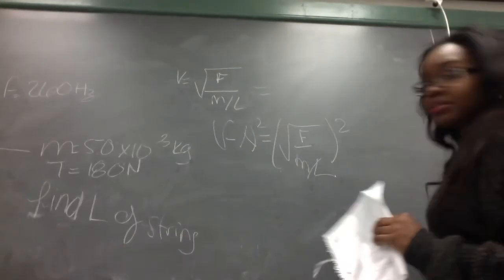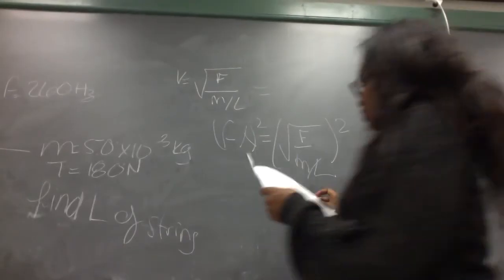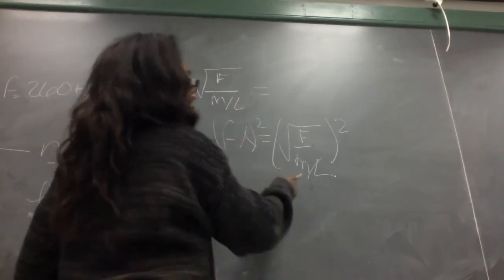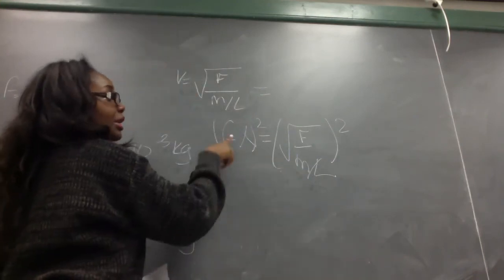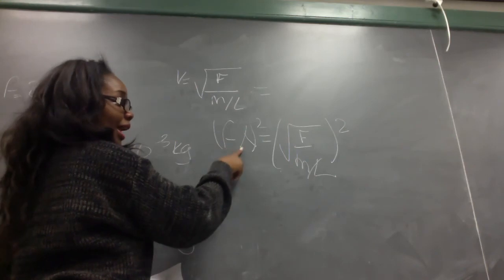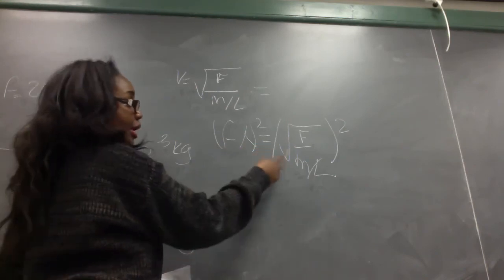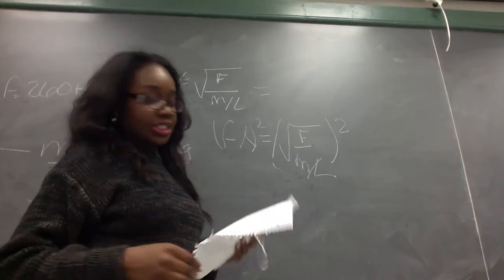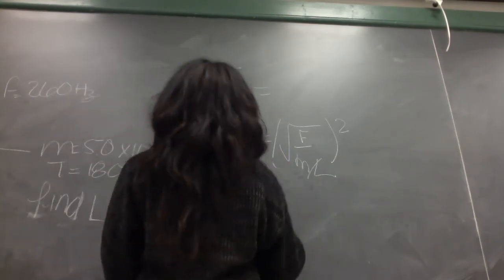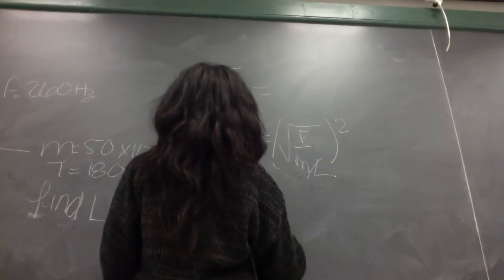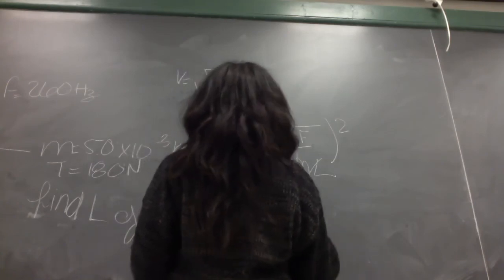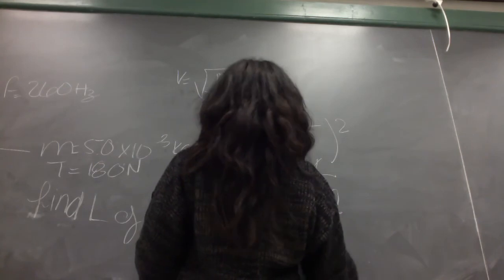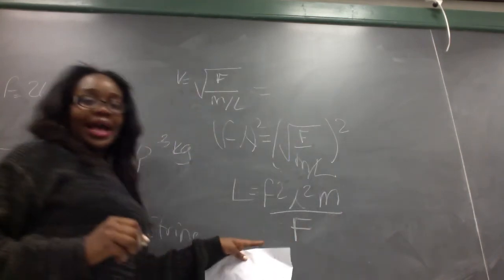Okay, so now after we squared both sides, we're going to multiply by the M times the L and divide by the frequency squared times wavelength squared times M, in order to get length by itself. So the final equation is going to be L equals force divided by frequency squared times wavelength squared times mass. So that's what we have right now.